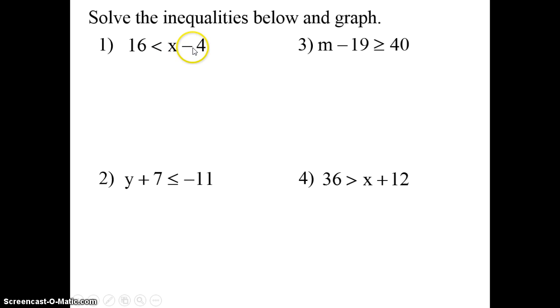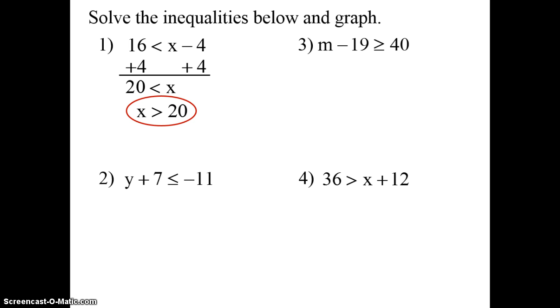So instead of x minus 4, instead of subtracting 4, I'm going to add 4. I'm going to add 4. 16 plus 4 is 20. I still have my less than symbol and my x on the right side. Then I'm just going to flip-flop everything, so x is greater than 20. And since x is greater than 20, when I go to graph it, I've got 20 right there. X is greater than, so I'm going to pick an open circle, and I'm going to shade to the right.